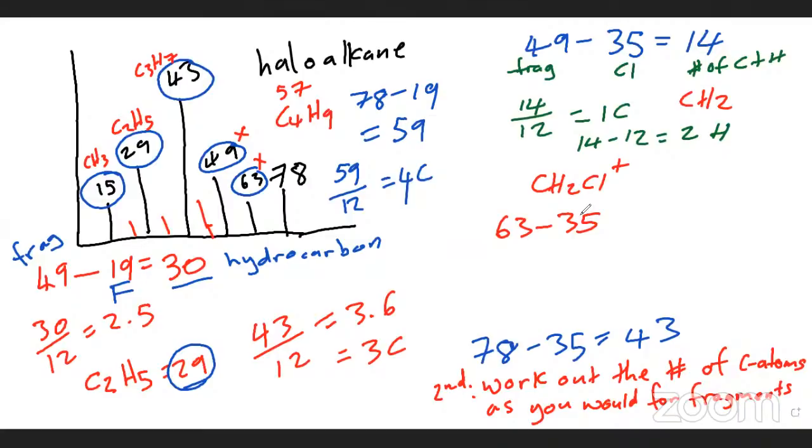That's 28. So for the person that is asking on the channel, that is what I'm going to do now again. I am working out the number of carbon atoms for the fragment 63. So the first thing I did, subtract the mass of my halogen from the mass of the fragment, and I get 28. This 28 is for carbon and hydrogen. But just like we normally do, you divide by 12. Twenty-eight divided by 12. You know you're going to get 2, all right? So we don't have to waste time there. So it will be 2 carbons, right?